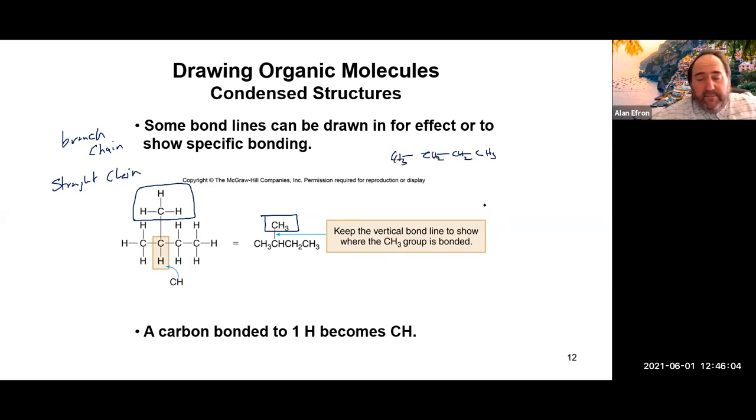A branch chain basically means very much what it sounds like. There's a main part to it, like in a tree, right? There's the main part, and off of the main part there's some other things attached, like branches on a tree. So that's what is sometimes referred to as the branch chain versus, say, a straight chain molecule.